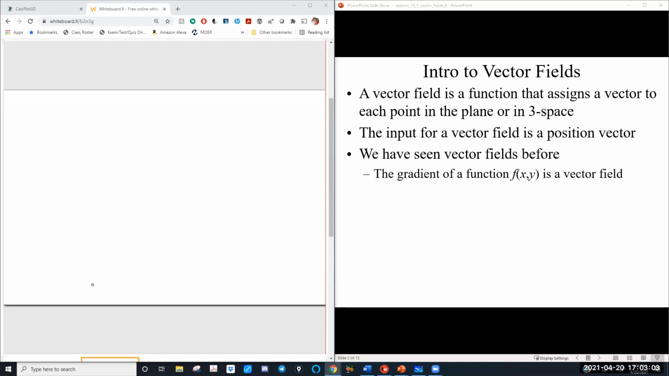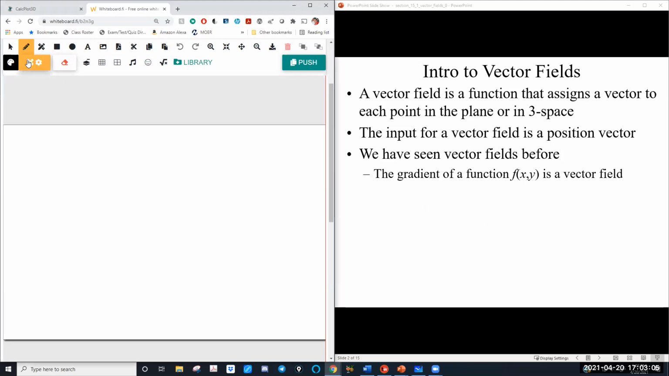Okay, so just as a quick reminder, if we have some function f of x y, we'll do something basic for right now. You guys have had some practice doing the gradient. If it's x squared plus y squared, well, then the gradient of f of x y is 2x, 2y. That is a vector field. All right. Sometimes you'll hear the term also gradient field.